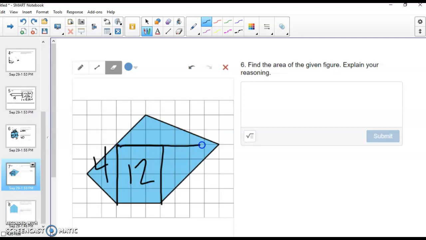And then I'm going to continue to extend this out to make 2 more triangles. Here we have a 7 by 2. 7 times 2 is 14, divided by 2 is 7. And then our last one here, we have a 4 by 4, and 4 times 4 is 16, divide that by 2, and we get 8. And then we know to find the area, we need to add up each of these. So 12 plus 8 is 20. 20 plus 7 is 27, and 27 plus 4 gives us 31 units squared.